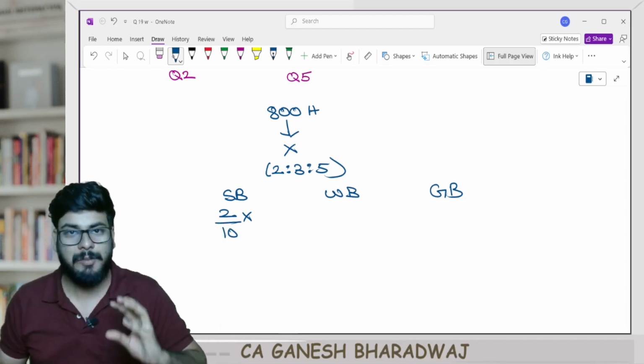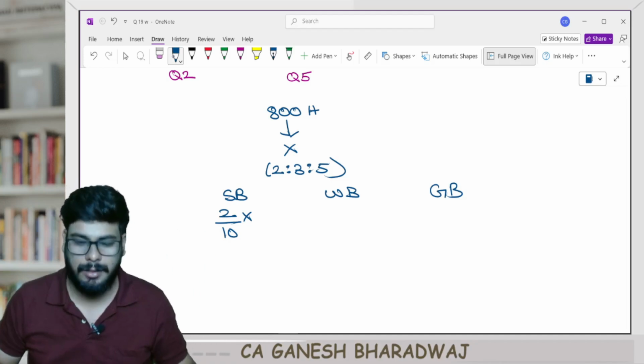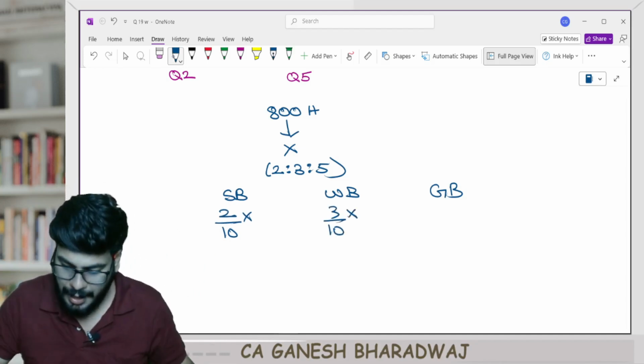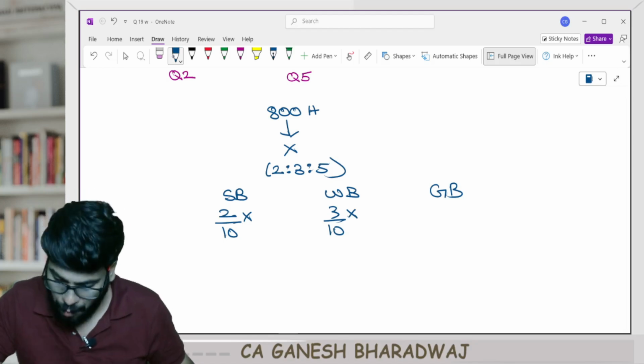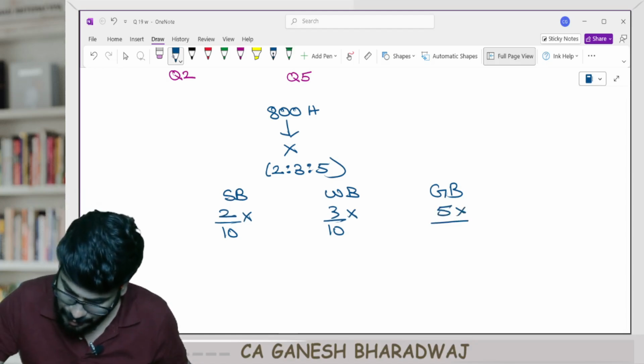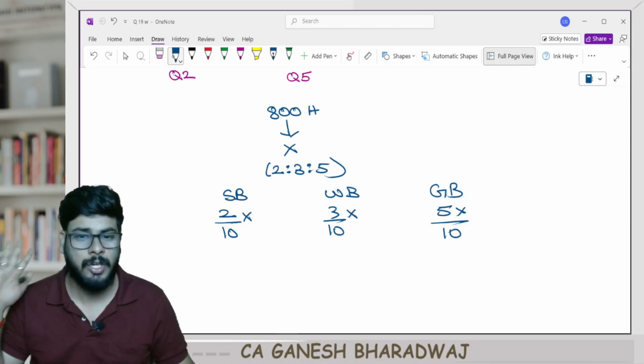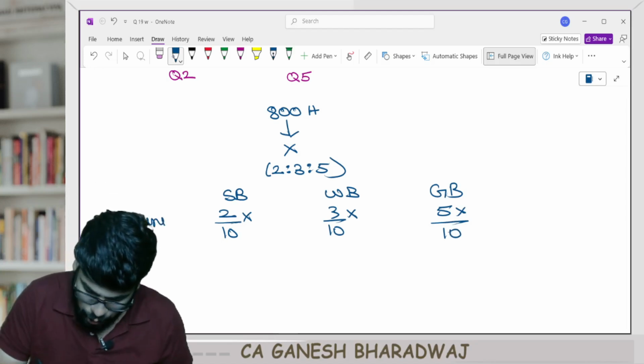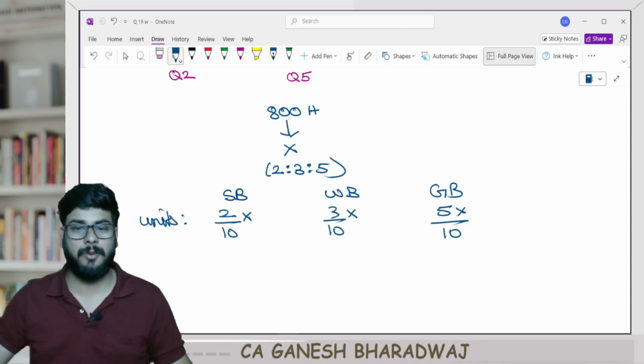So school bag will be what? 2 by 10 into x. Water bottle will be 3 by 10 into x, or 3x by 10. And my geometry boxes will be what? 5x by 10. Correct? So 5 by 10 into x. Are you clear with this? Right? So this will be the total number of units of each of the products.